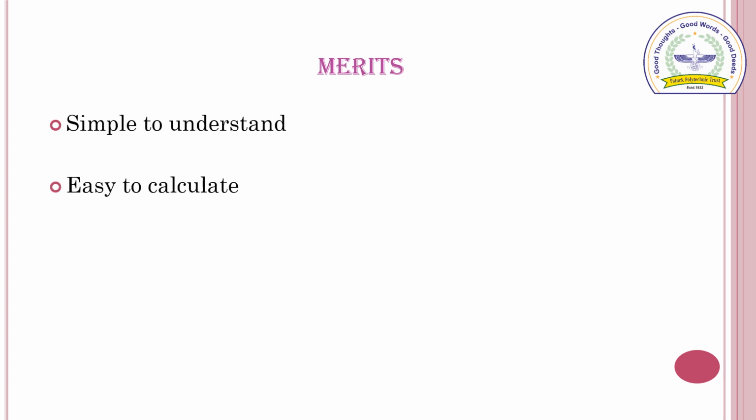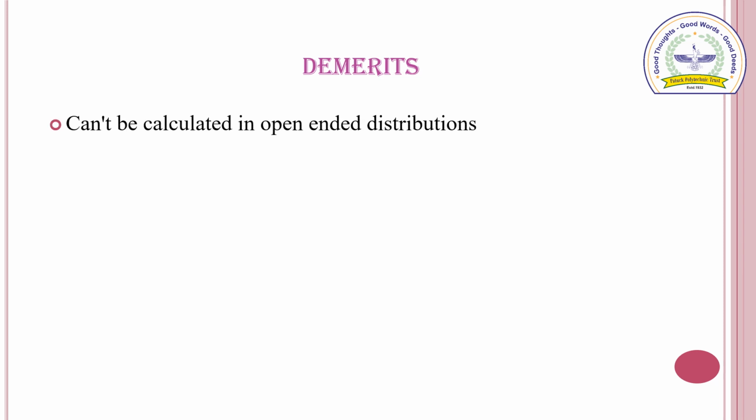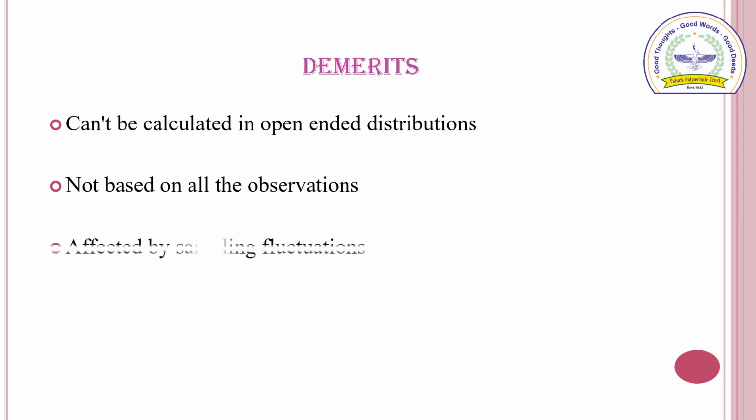Now we will see some merits of range. Range is simple to understand, it is easy to calculate, and it is widely used in statistical quality control. And here are some demerits of range. Range cannot be calculated in an open-ended distribution. It is not based on all the observations. It is affected by sampling fluctuations, and it is affected by extreme values.